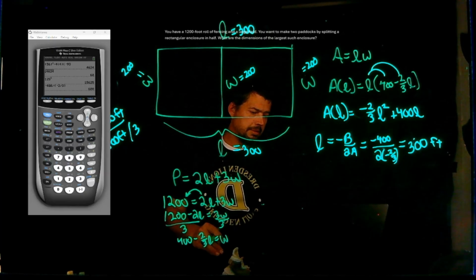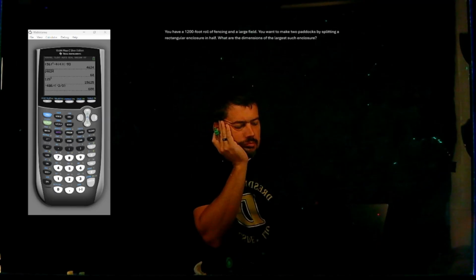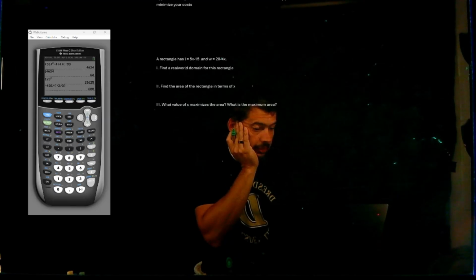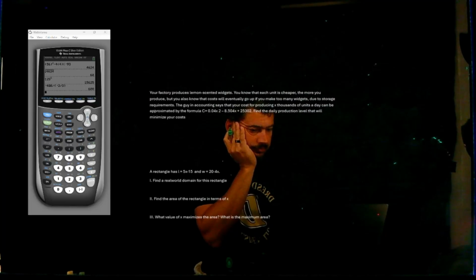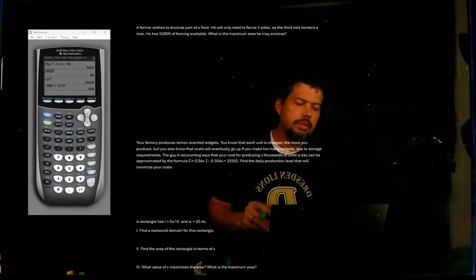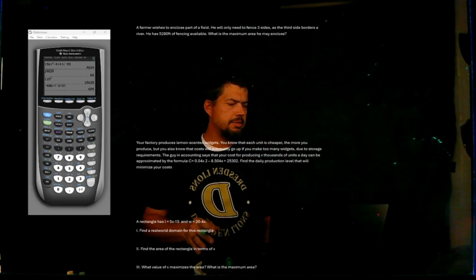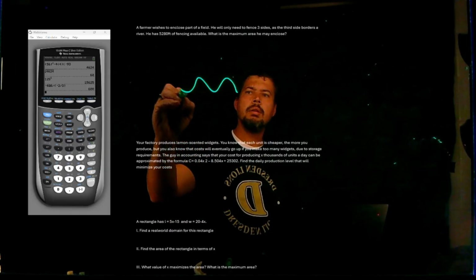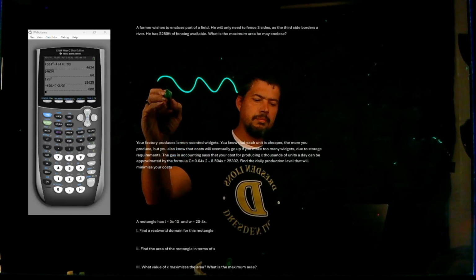Erase, pause, BRB. All right, where are we at now? Ooh, the last page. About time. The farmer wishes to enclose part of a field. He will only need to fence three sides. We had one of these on your last quiz. As the third side borders a river. It's kind of like the last one.